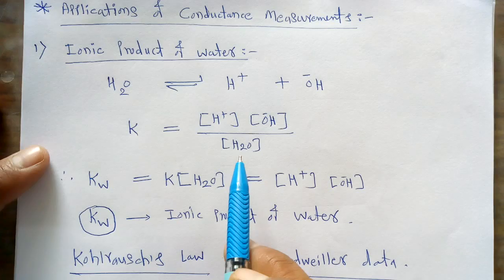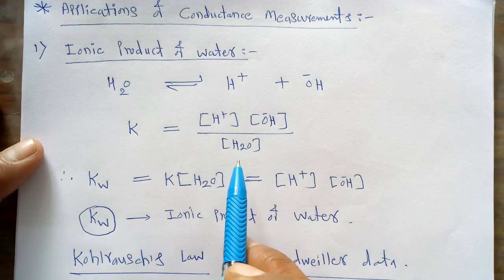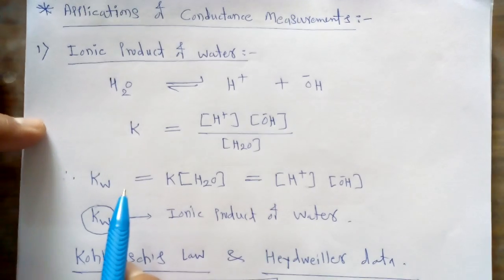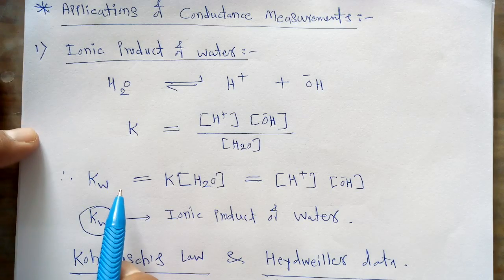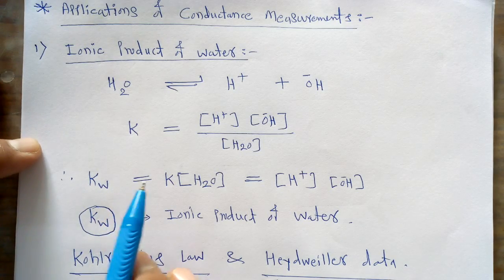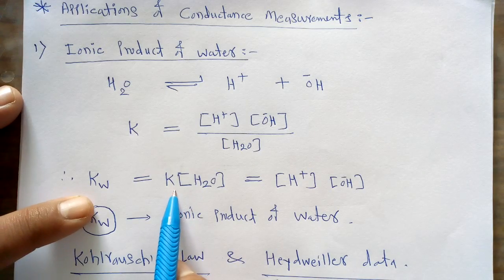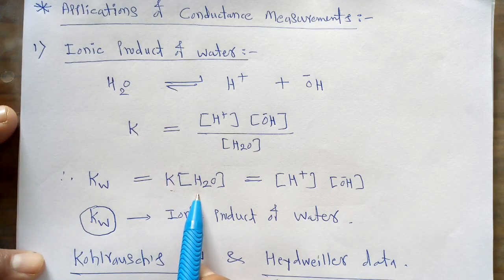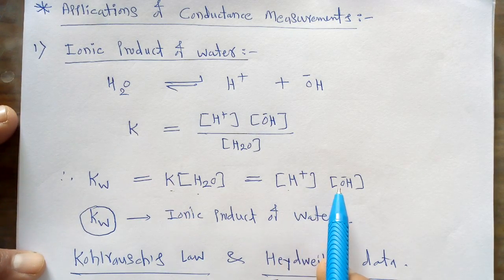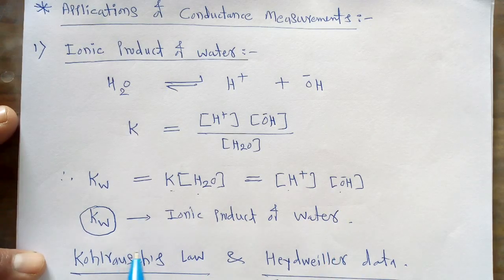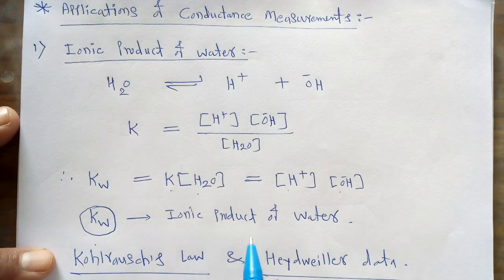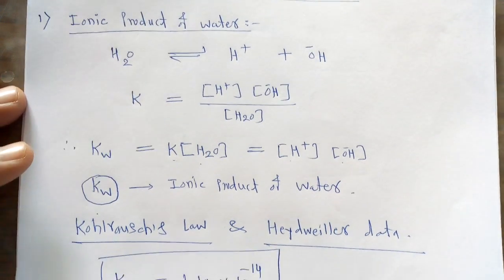Now in the aqueous solution, it is to be considered that the concentration of water in solution remains constant, and that's why we may write Kw = equilibrium constant × concentration of water = [H+][OH-], where Kw stands for the ionic product of water. So this is the ionic product of water.